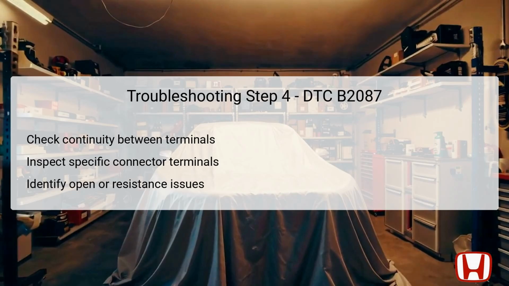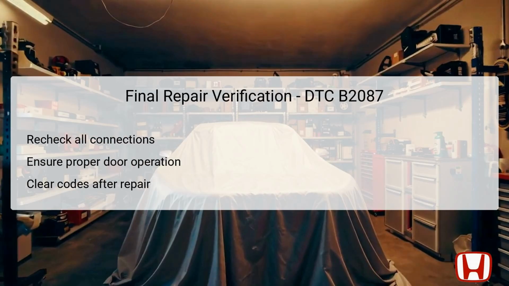or the wiring itself. Upon completing the necessary repairs based on the diagnosed issue, it's imperative to carry out final repair verification to confirm that the problem is resolved. Start by rechecking all connections between the control unit and the rear latch to ensure that everything is securely fastened and correctly connected. After verifying the connections, test the functionality of the power sliding door to ensure it opens and closes smoothly and responds correctly to the operating switches.